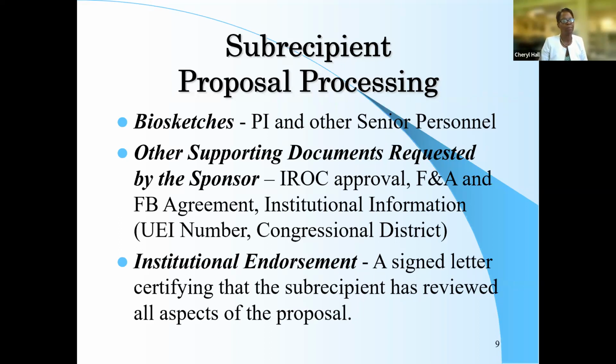Other supporting documents may be requested also that we have to submit along with our big proposal package to the sponsor. If you have any institutional research and oversight committee approvals, meaning human subjects, animals, recombinant DNA, things of those natures. We ask for your facilities and administrative rate agreement, your fringe benefit rate agreement, institutional information, your UEI number, your congressional district, and things of that nature. And we also require an institutional endorsement. That's typically a signed letter certifying that the subrecipient has reviewed all aspects of the proposal.